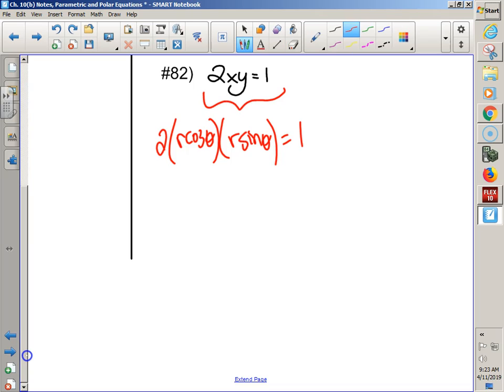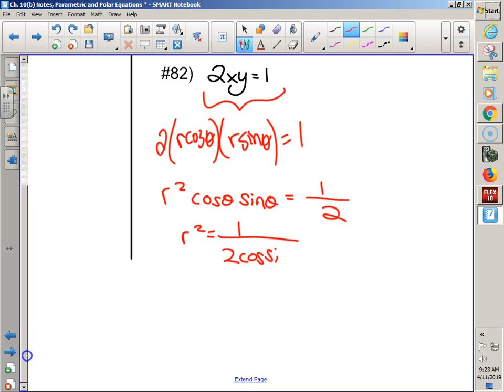We could divide. What could we divide by? Yeah, we could divide by 2. We would get r squared cosine theta sine theta equals 1/2. And then what else could we do? Divide by cosine and sine, which would be 1 over 2 cosine theta sine theta. They don't go together. They're two separate functions, right?